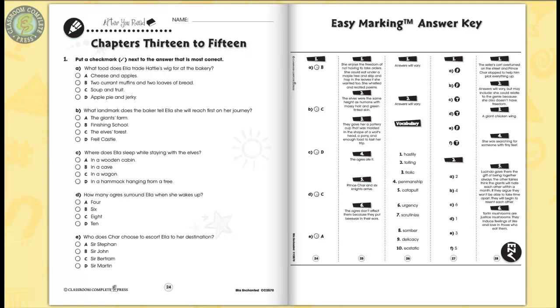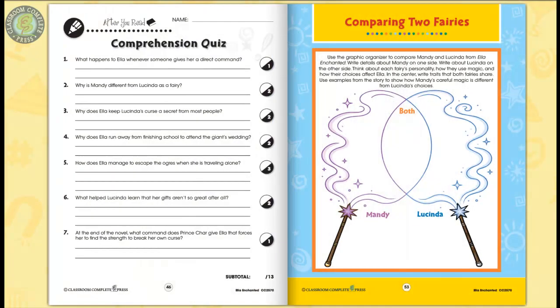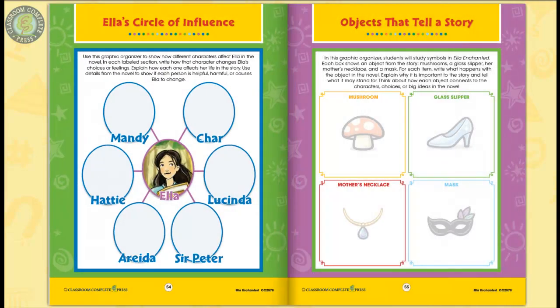The easy marking answer key works by lining up perfectly with the matching question pages. 3 color posters, which are graphic organizers, complete the resource. Show how different characters affect Ella in the novel.